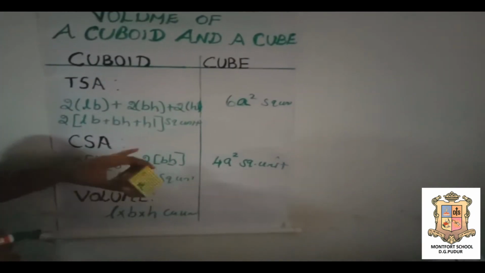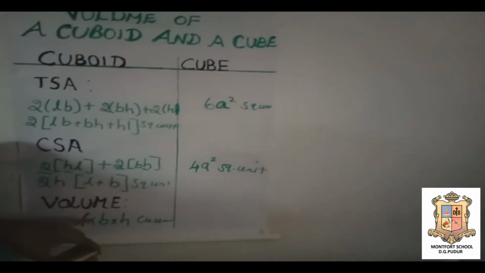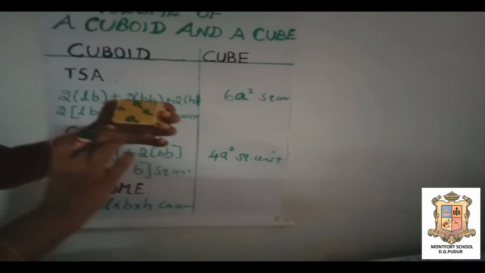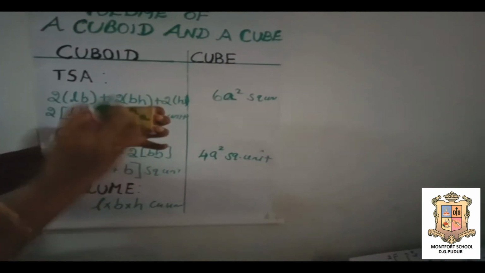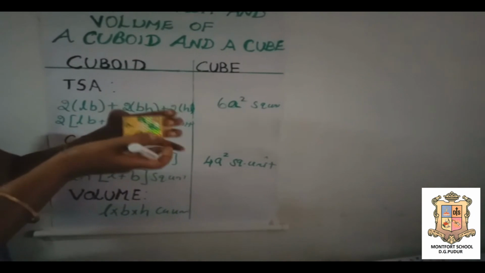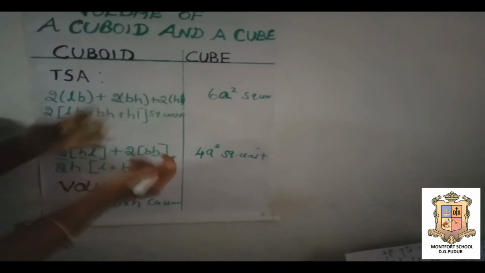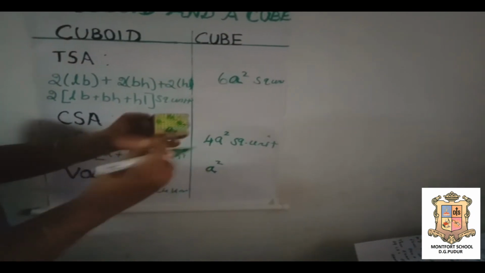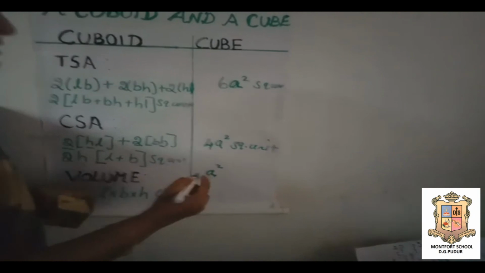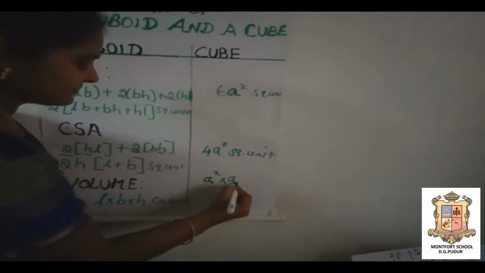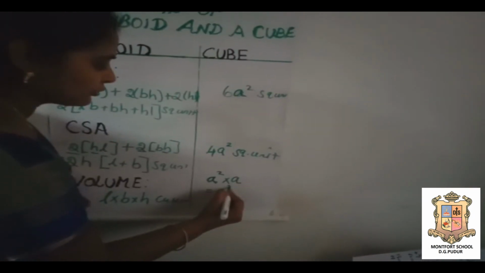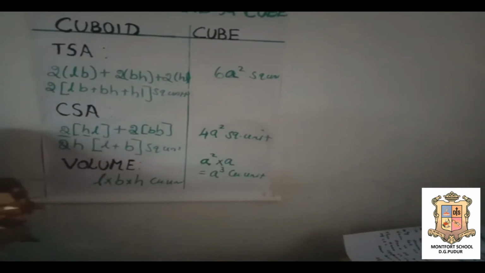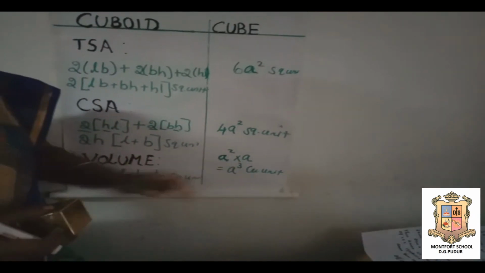Now let us discuss the volume of a cube. As we discussed earlier, to find the volume, we should find the product of the base area and the height. Now the base here is also a square. The area of a square is A square and the height is the side of the square, that is A. So A squared into A is equal to A cubic unit. So the volume of a cube is A cubic unit.